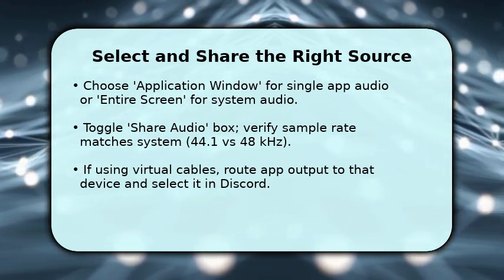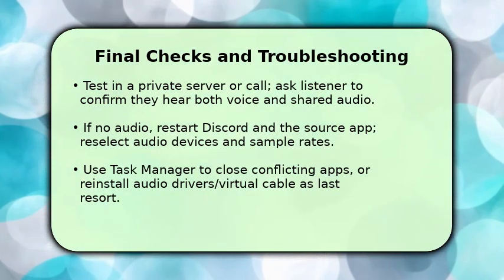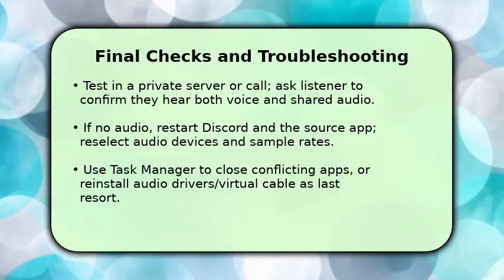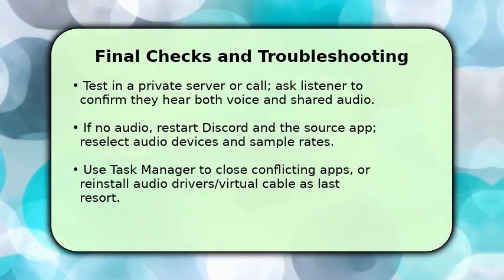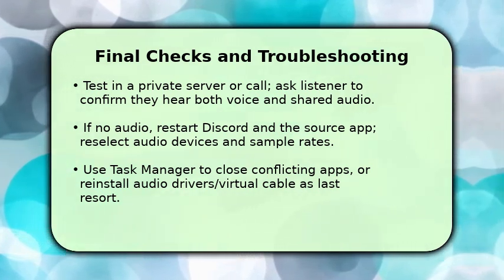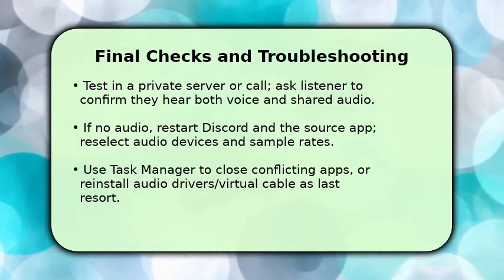Finish by testing. Start a private call and play the audio, asking the listener to confirm both your mic and the shared sound are audible. If they can't hear it, stop sharing, restart Discord and the source app, then reselect the audio devices and sample rate. That often fixes routing glitches.